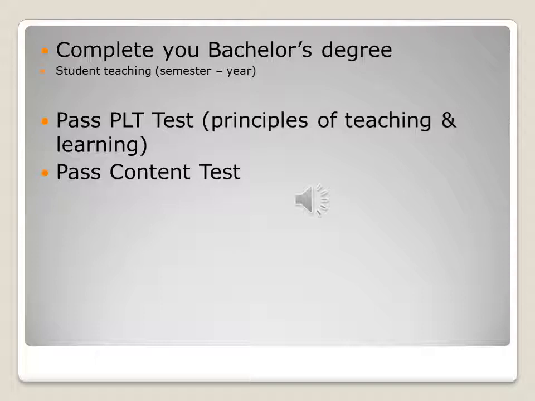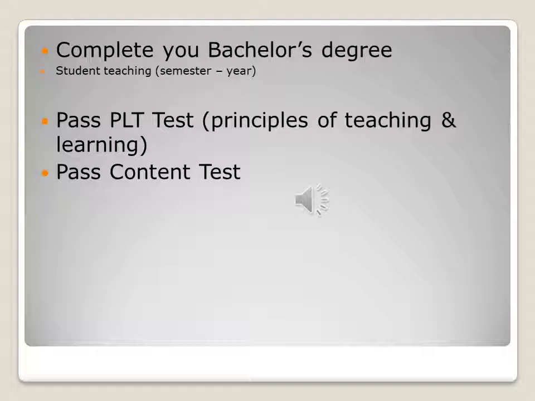Once you complete that, you'll have your bachelor's degree, and everybody has to pass the Principles of Learning and Teaching test, which basically is looking at the psychology of education and working with students. It will be either an elementary or a secondary PLT test. And then you'll also have to pass your content test. So if you were doing secondary math, you have to pass the math content test. If you were doing English, you'll have to pass the English content test. If you're doing elementary, it'll be all subjects at the elementary level.